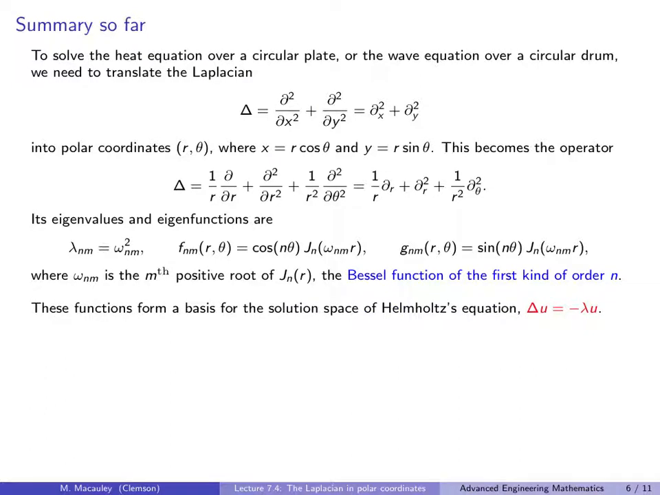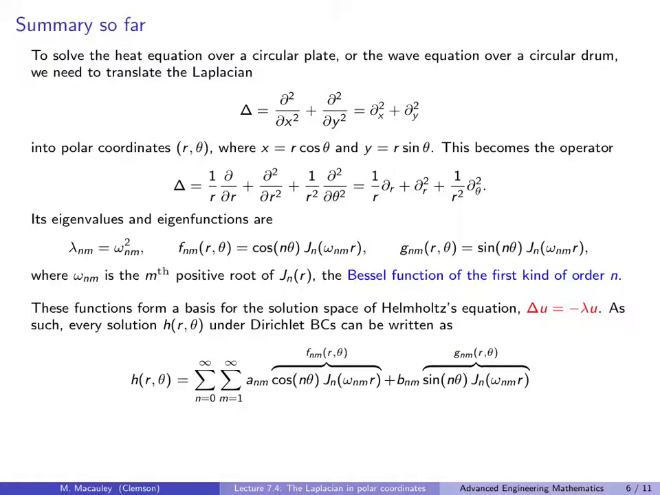These eigenfunctions, the f's and the g's, together form a basis for the solution space of Helmholtz's equation, which is the Laplacian of u equals negative lambda u. And of course, this is in polar coordinates, where the radius is 1. They're slightly more complicated if we have a different radius. I think we have to divide by an a in here. As such, every solution, so a function h of r and theta under these Dirichlet boundary conditions, can be written as a linear combination of the eigenfunctions, the f's and the g's.